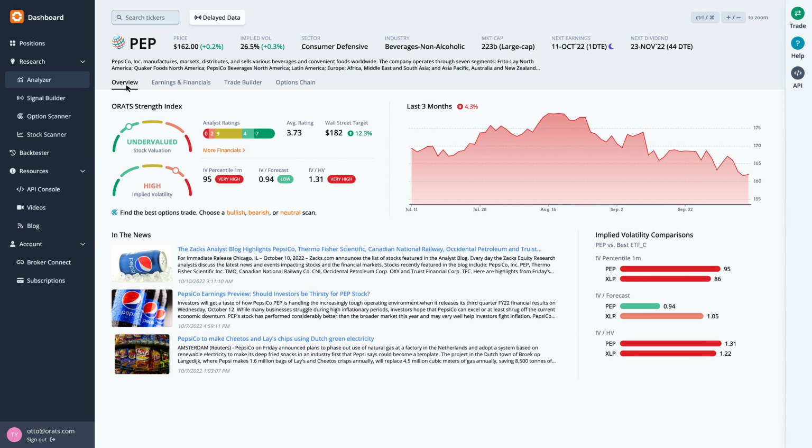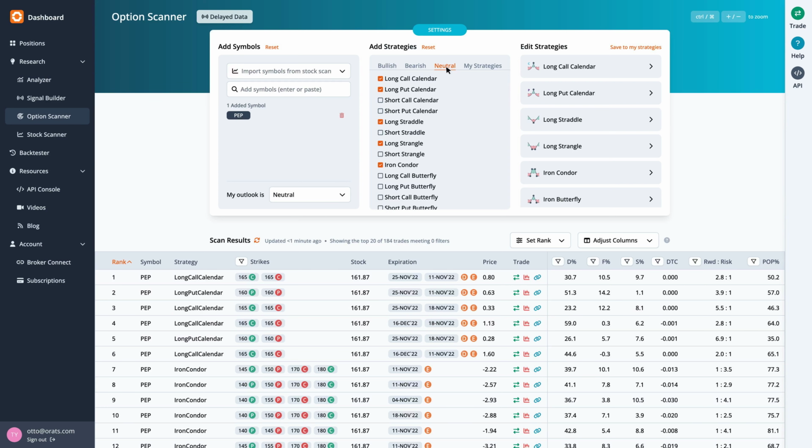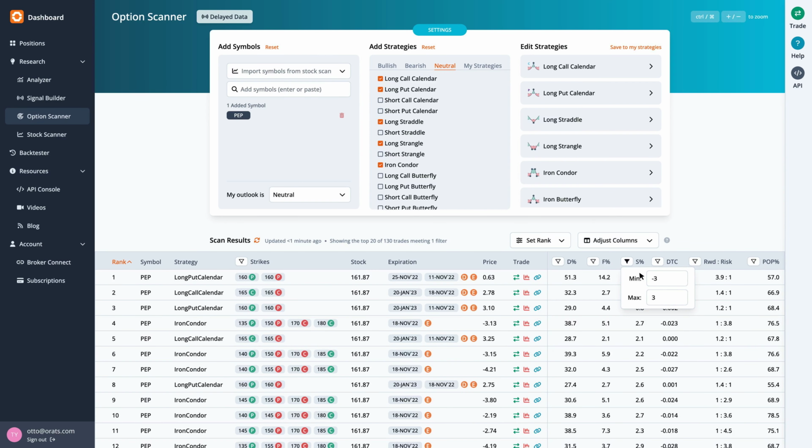Returning to the overview tab, we can quickly run a scan to find the best option trades. Since earnings are right around the corner, we scan for neutral strategies, then filter the scan results by S% or smoothed edge by setting it between negative and positive 3%. This helps narrow the results to trades that are fairly priced.